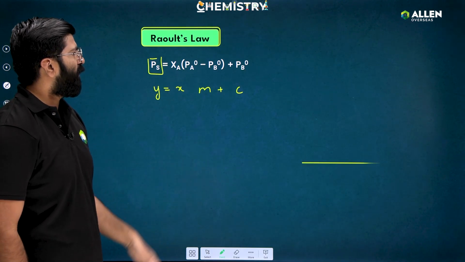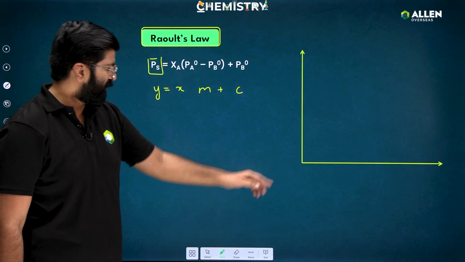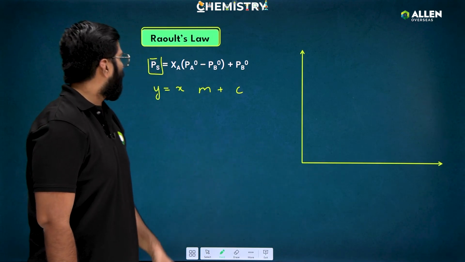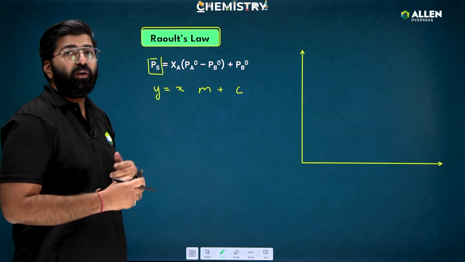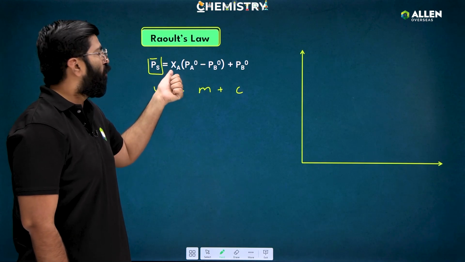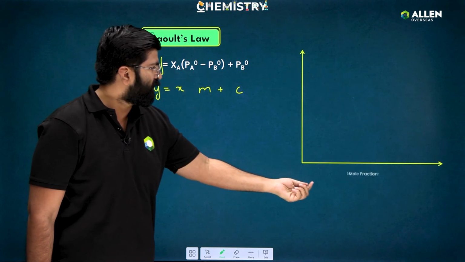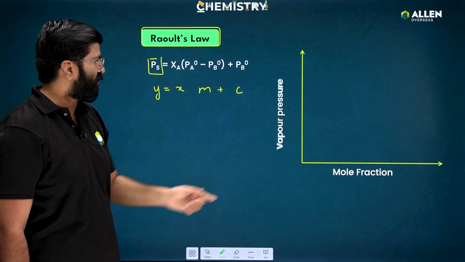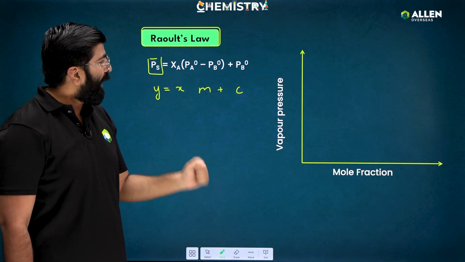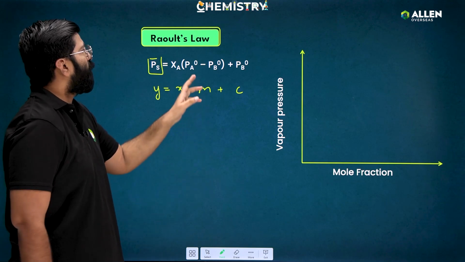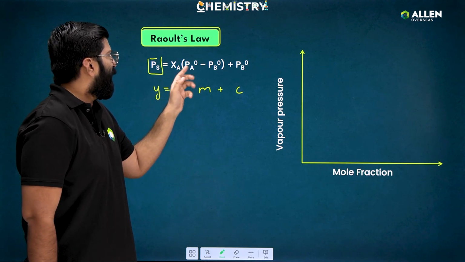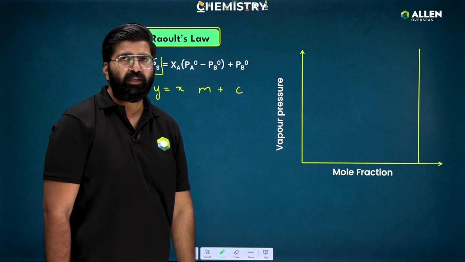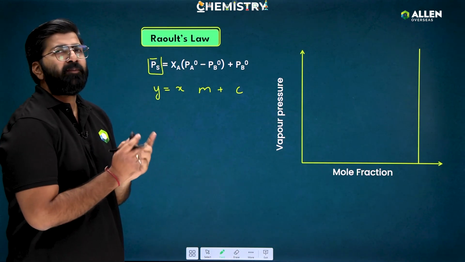So let's see what is your x-axis and what is your y-axis. If this is your x-axis, what can I plot on it? I can plot the mole fraction over here. Yes, so this is your mole fraction. On your y-axis, I can plot the vapor pressure. So this is your vapor pressure. And over here, I am going to plot PA as well as PB. So let's draw two parts of this y-axis.